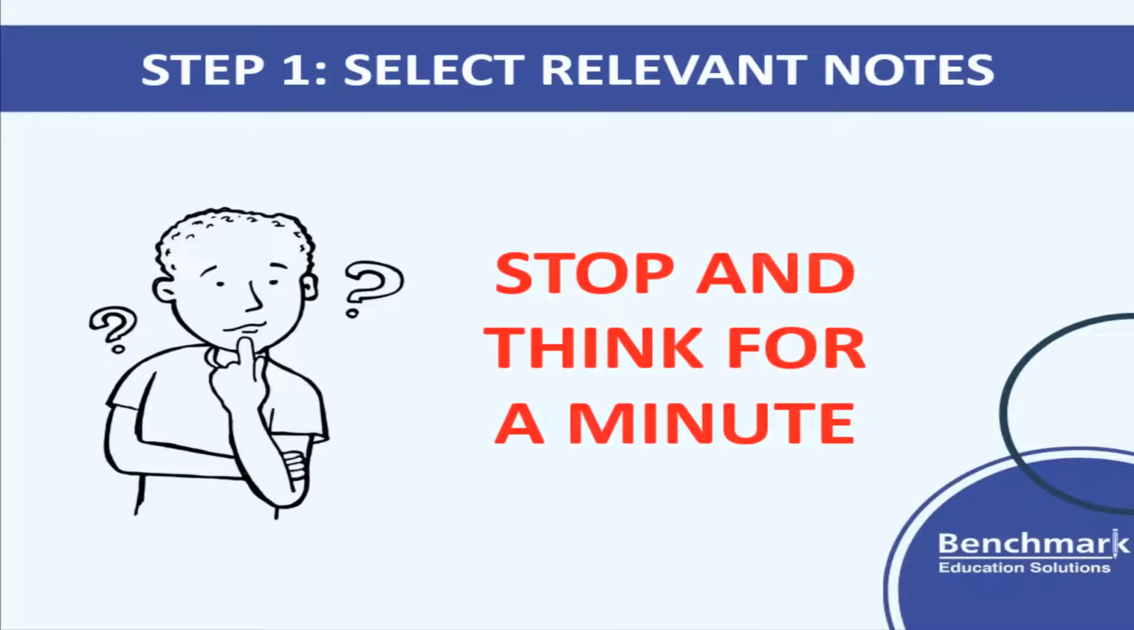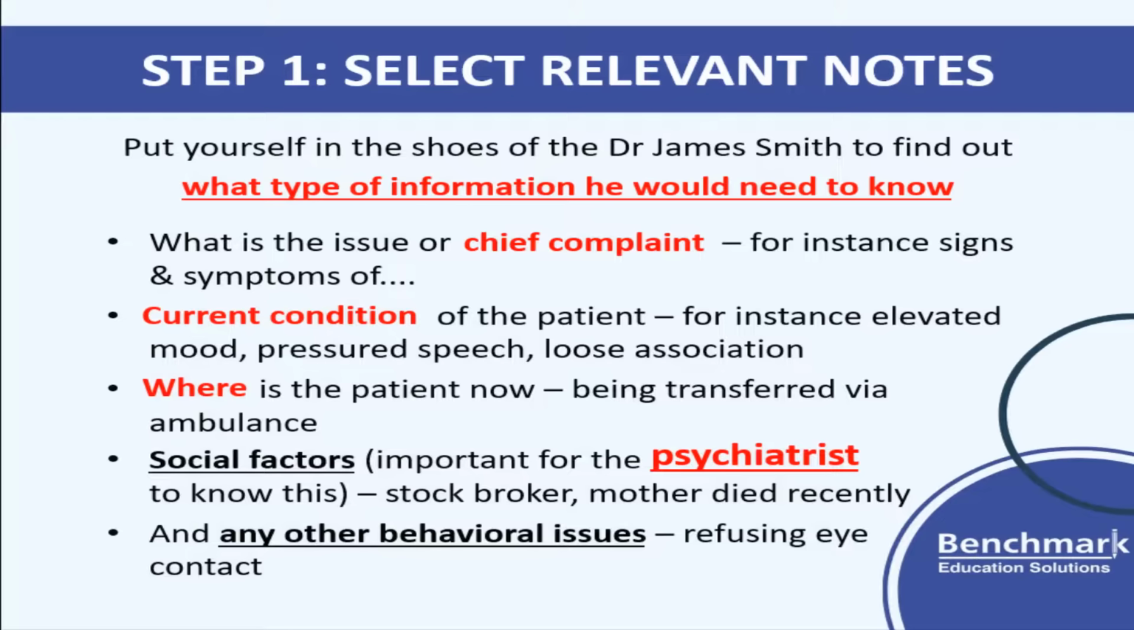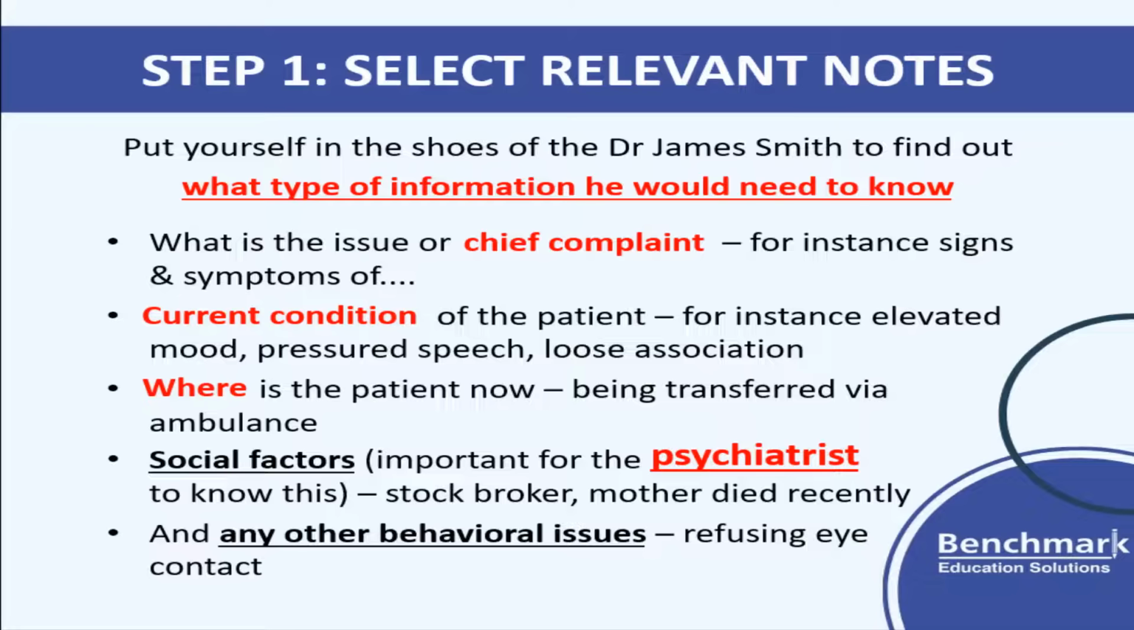When selecting the relevant notes, you really need to think carefully. In this example we have given you, put yourself in the shoes of Dr. James Smith, the psychiatrist, and think about what type of information he would need to know to do his job. Of course, he would need to know what the main problem is, or what we call the chief complaint. He needs to know the current condition of the patient and where the patient is now.